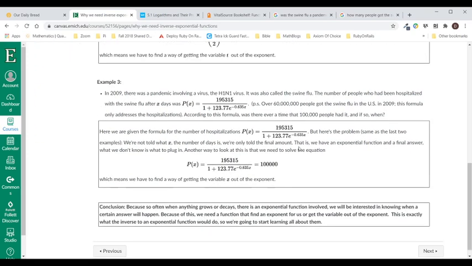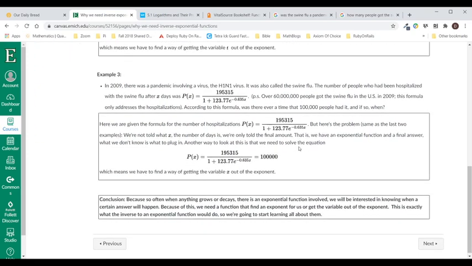The third example is very similar. Like I say, there's probably 100 that we could do, but oh well, 100,000. Anyways, in 2009, there was a pandemic involving a virus, the H1N1 virus. That should sound familiar. It was called the swine flu. The number of people who had been hospitalized with the swine flu after x days, they figured out after a while, was this fancy formula. You can see there's an exponential function involved there. P.S. 60 million people got the swine flu in the U.S. in 2009. In terms of people catching it, it was much worse than what we have right now. This formula only addresses the hospitalizations.